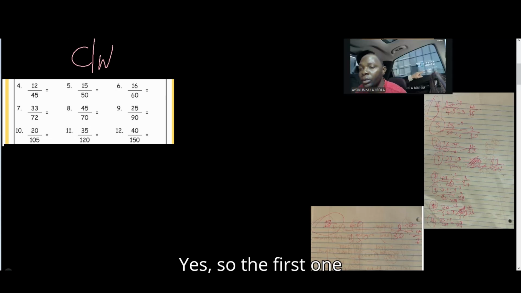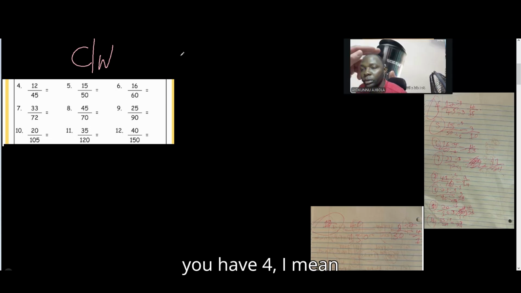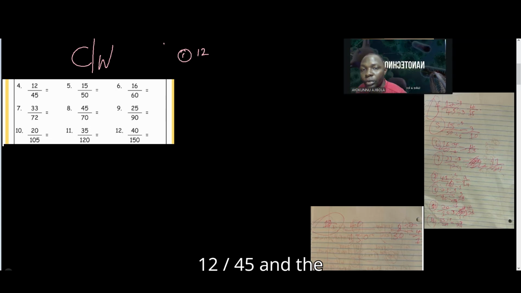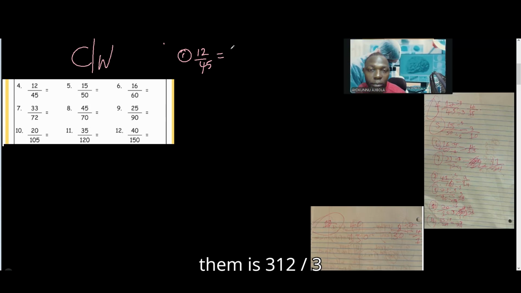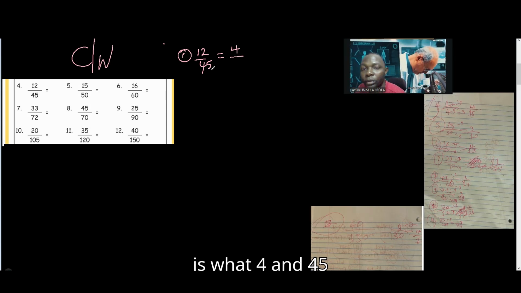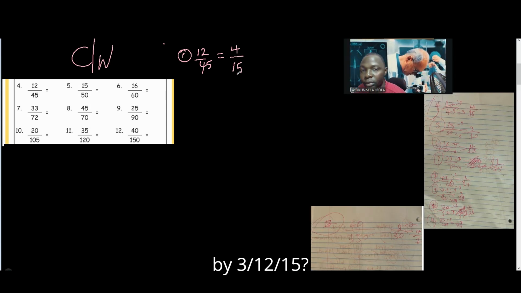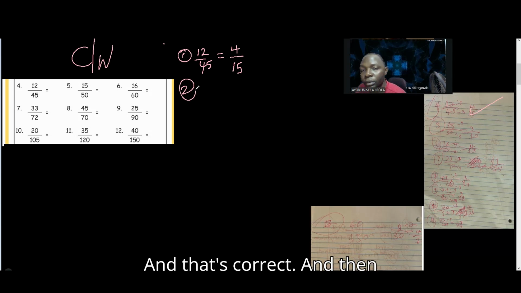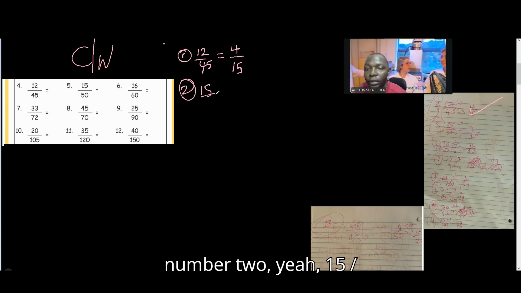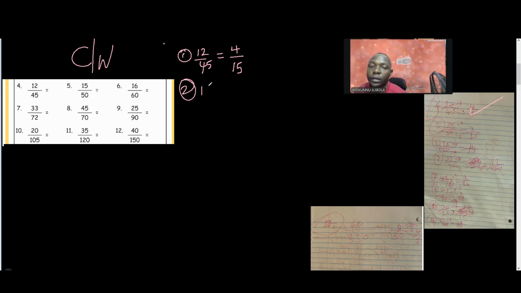Yes. So the first one, you have 12 over 45, and the highest number that would divide them is 3. 12 divided by 3 is what? 4. And 45 divided by 3 is what? 15. And that's correct.